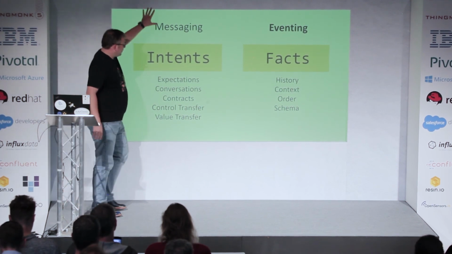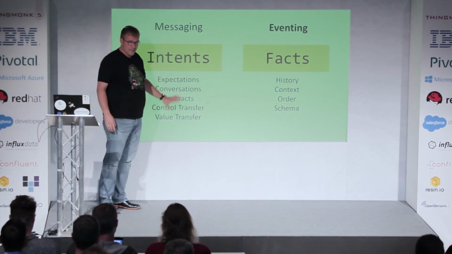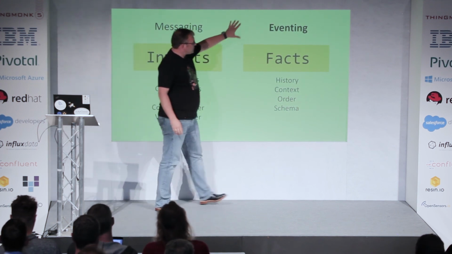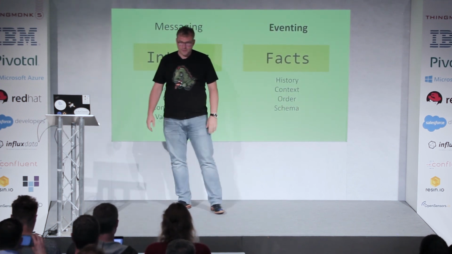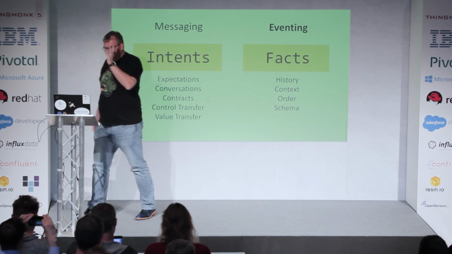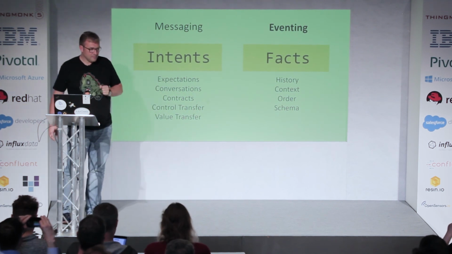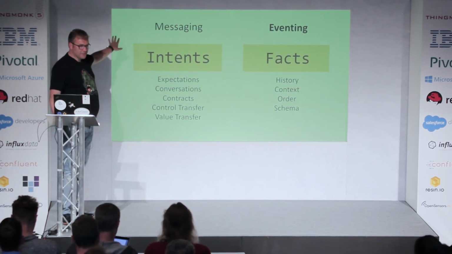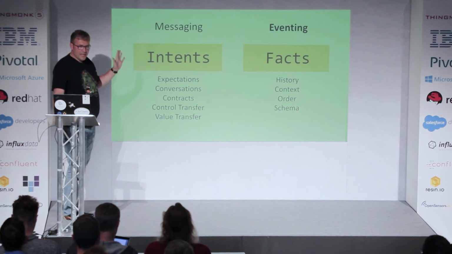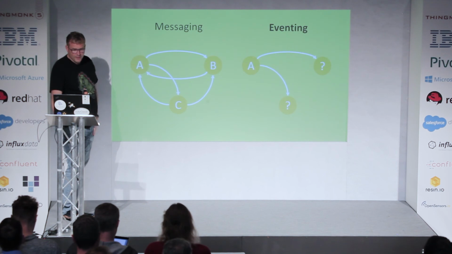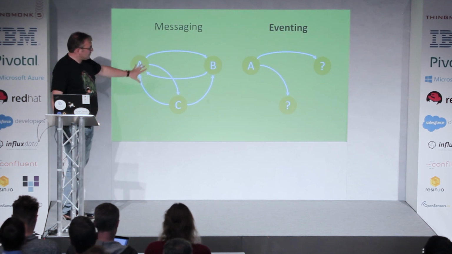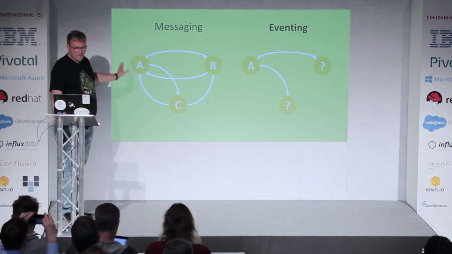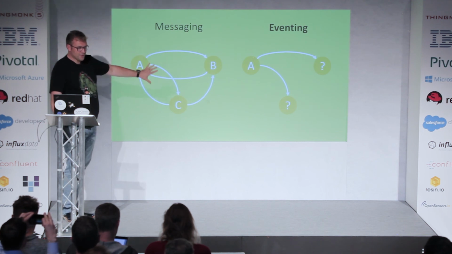So I refer to this here as messaging, and this area here is eventing. So eventing is where you are moving facts, and messaging is everything else. That's a relatively clean way to separate those things out. Messaging is about relationships. Eventing is about distribution of information.